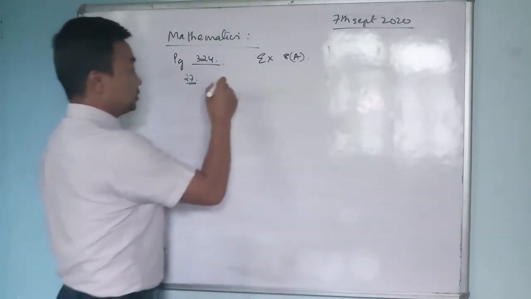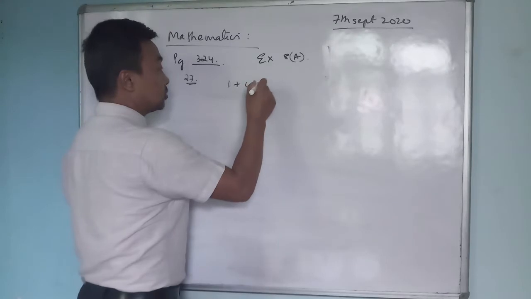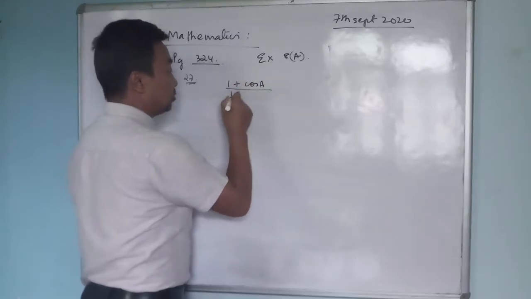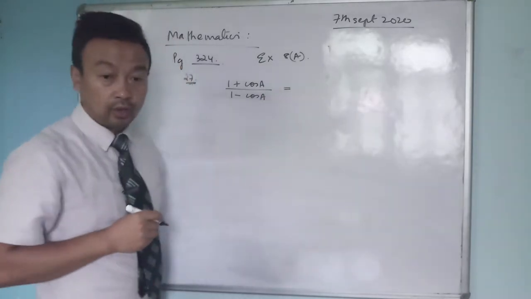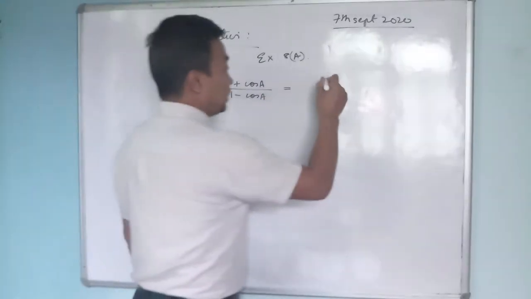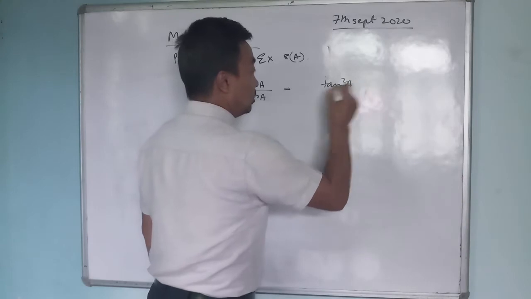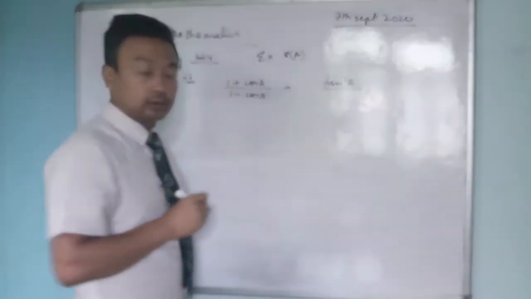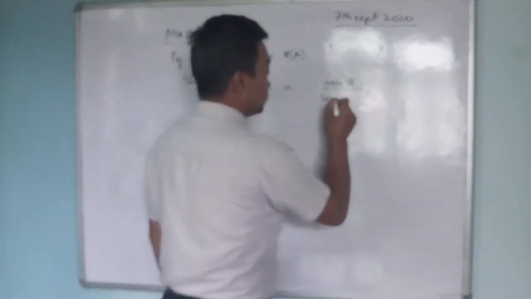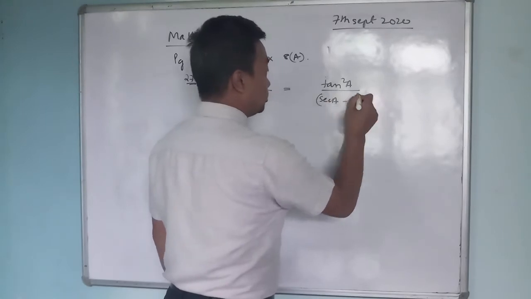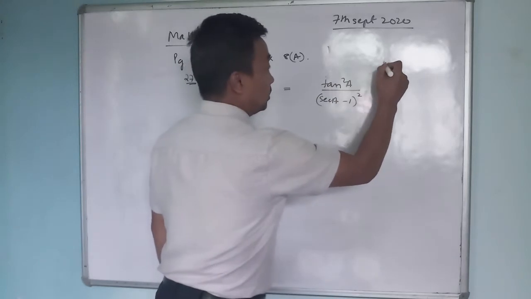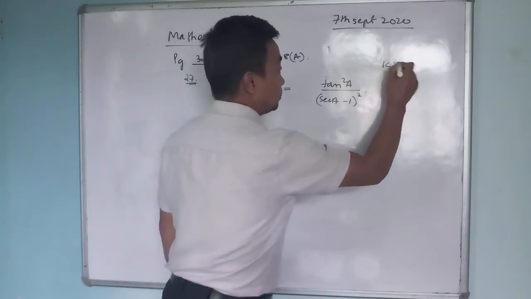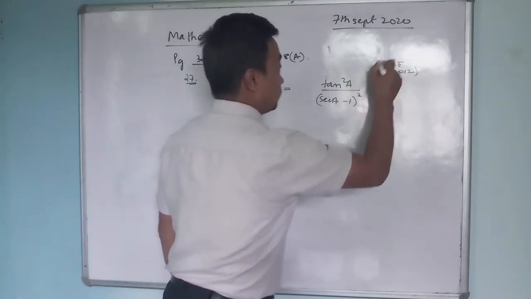The question is like this: (1 plus cos A) upon (1 minus cos A) equals tan square A upon (sec A minus 1) the whole square. This is your right hand side and this is the left hand side. This is ICSE 2012.